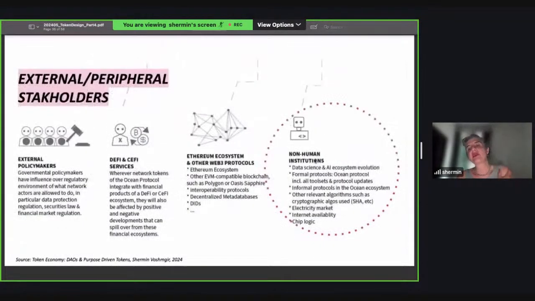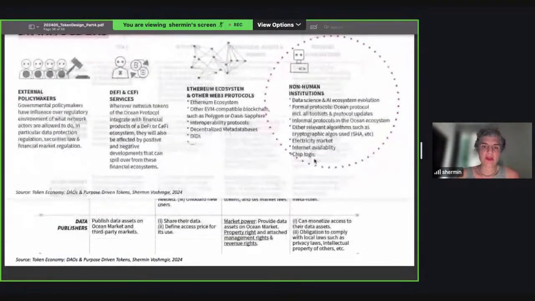And then obviously we have non-human institutions. The original idea was that Ocean is being used by data scientists, and so any advances in data science or AI ecosystem evolution might influence that. Formal protocols, informal protocols, just like with any other Web3 protocol, cryptographic algorithms, changes here might affect the ecosystem in one way or the other.